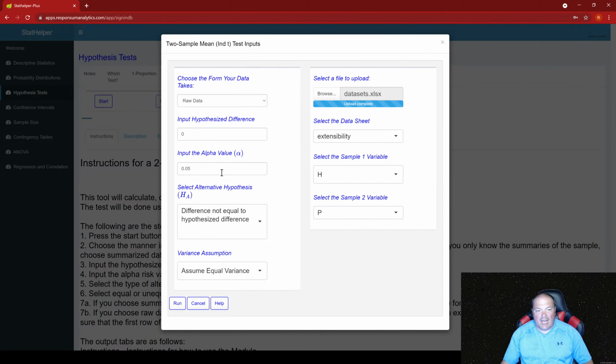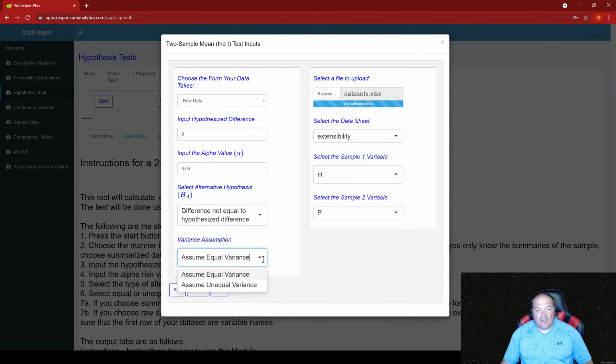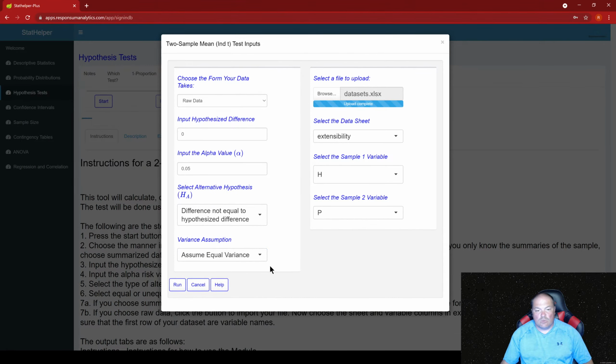Alpha equals 0.05. Our alternative is going to be not equal to. Our variance assumption is going to be equal variance. Okay, we found that out based on the F-test that we did. So we have our samples in place. We have alpha, our hypothesized difference, our alternative hypothesis, and assuming equal variance. So we've got everything in there. Okay, we're going to click Run.